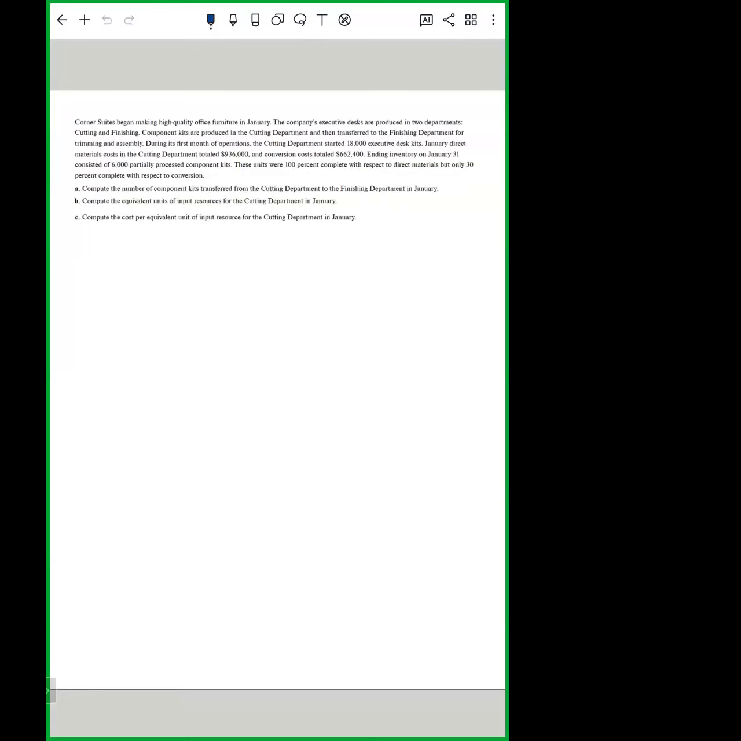January direct material cost in the cutting department totaled $936,000 and conversion cost totaled $662,400. Ending inventory on January 31 consisted of 6,000 partially processed component kits. These units were 100% complete with respect to direct materials, but only 30% complete with respect to conversion. Compute the number of component kits transferred from cutting to finishing.